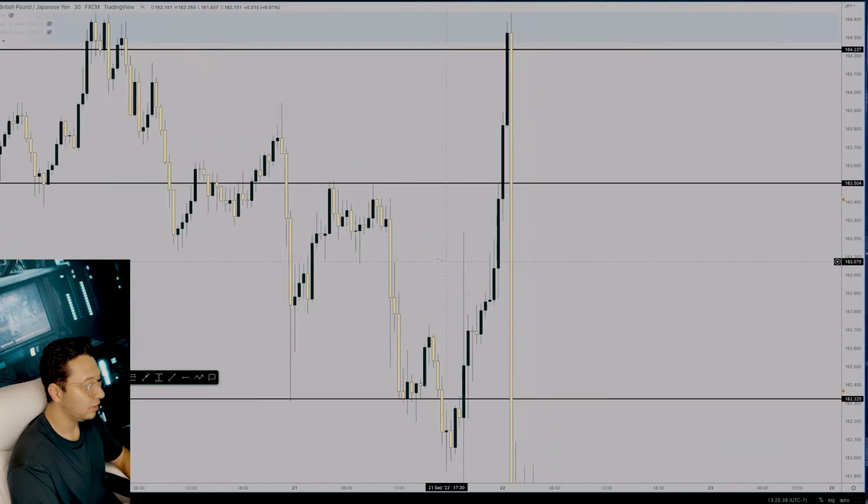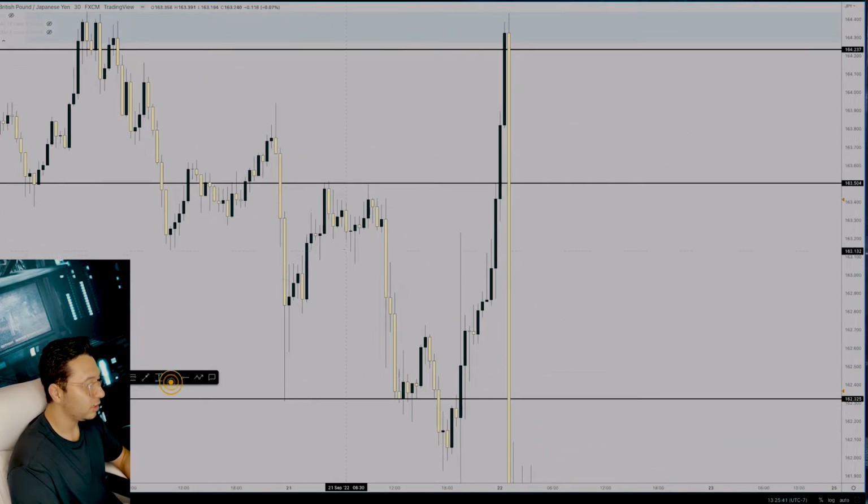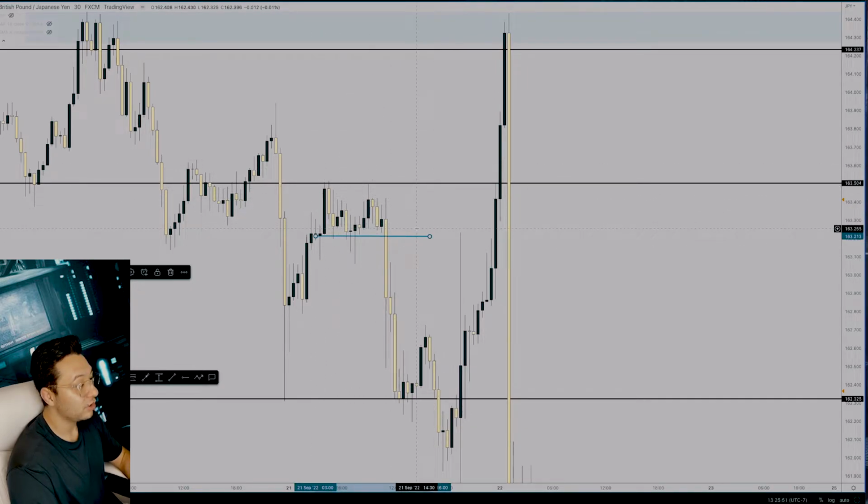Right here was when the FOMC statement was on this movement. So there was a consolidation, but overall price action is still bearish. We're below this level of resistance. We created a double top pattern at this level of resistance, and price is very bearish.